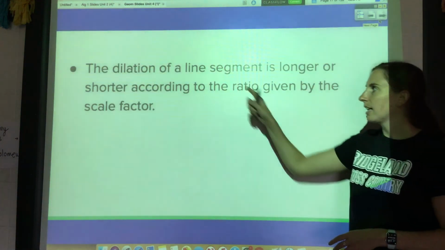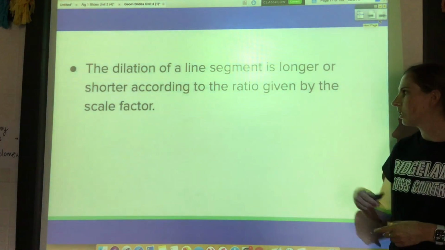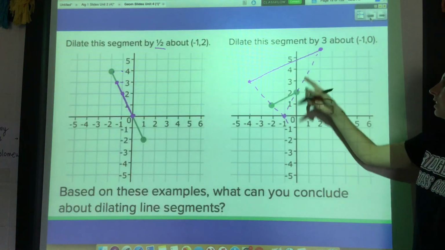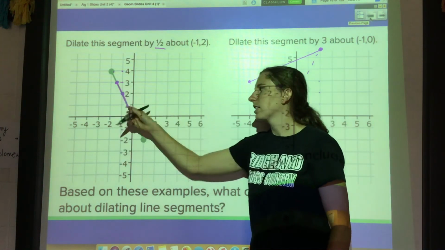So keep in mind, the dilation of a line segment is longer or shorter just according to the ratio given by the scale factor. If the scale factor is 3, it's going to be 3 times as big. If the scale factor is half, it's going to be half as big.